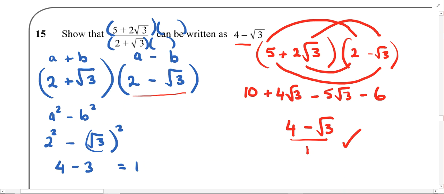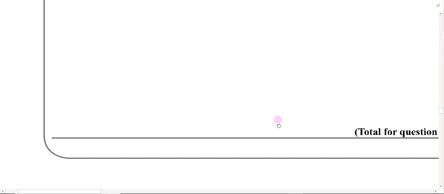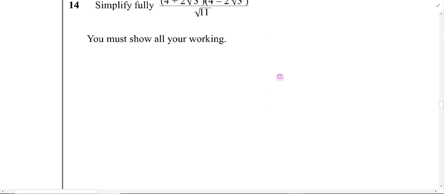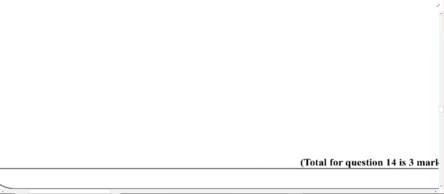So the tip is difference of two squares. When you get to the exam stage next year, and you've got ones where it's especially just root 11, you just multiply by root 11. You will be expected to know that, and you'll be expected to write that down.